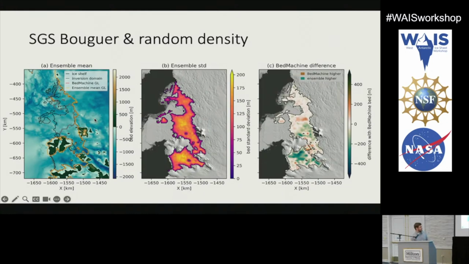Okay, sorry about that. So if we do that 100 times with 100 different SGS realizations, then we're able to quantify the uncertainty due to unknown geology that we've used geostatistics to simulate. So on the left, we have the mean of the ensemble. We have the standard deviation, which you can see goes up to about 200 meters in some places. And the right shows the difference between the mean and BedMachine. And you'll see that there's differences of over 400 meters in some places.